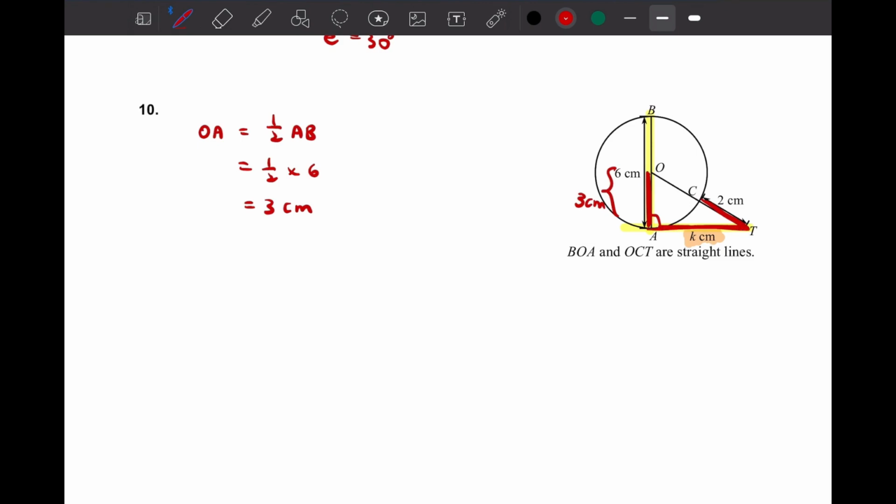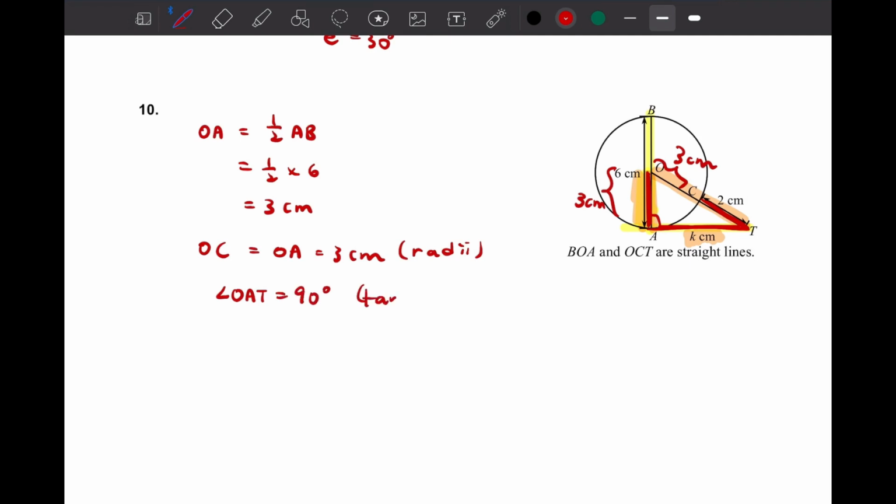So now we've got this little length here, and then we don't know what this is. But do we know what OC is? OC is actually equal to OA as well. Why is that? Because it is your radius. So now we know that this is 3 cm. So we can see that we have this length here, we have this length here, and then we want to find the third length, and this is a right angle triangle.